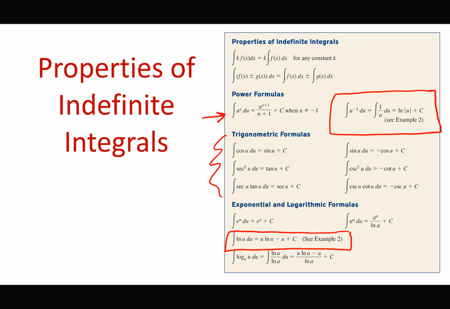The antiderivative of e to the u is e to the u. The antiderivative of a to the u, so this is probably one that you're not as familiar with, so that's good to have that sheet.